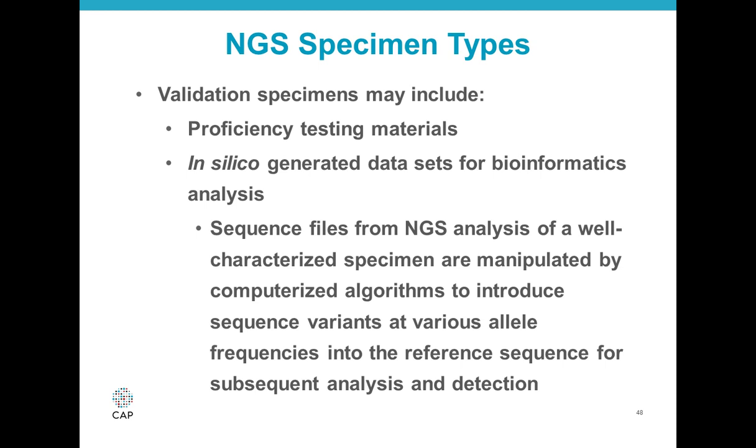Other validation materials that could also be used include proficiency testing materials, and a very useful category that we use actively in my laboratory for testing validation is in silico generated data sets for bioinformatics analysis. And these are basically sequence files that were obtained from next generation sequencing analysis of well-characterized reference specimens that have then been manipulated by computerized algorithms in order to introduce sequence variants at various allele frequencies for subsequent analysis and detection. So these types of data sets are extremely useful for testing the bioinformatics portion of your next generation sequencing pipeline.